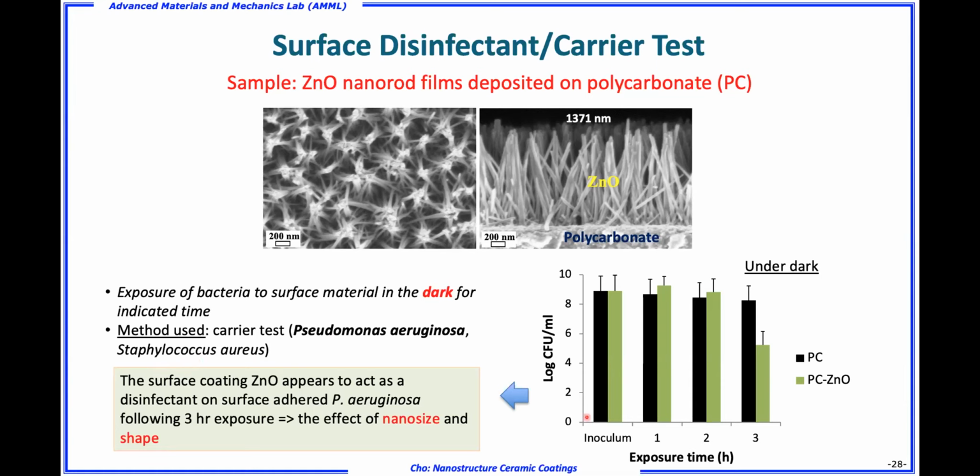When the bacteria is in contact with this zinc oxide surface, we put the sample in for 1 hour, 2 hours, 3 hours in a dark environment. And the PC, the polycarbonate, is a control sample. We can see that with the zinc oxide surface, there is a dramatic decrease in the bacteria count. This is more than a 3 log reduction, which means 99.9% of the bacteria was killed. But here there is no light, so there's no photocatalytic effect. This is due to the unique surface structure generated by the nano-sized nanorod shape.